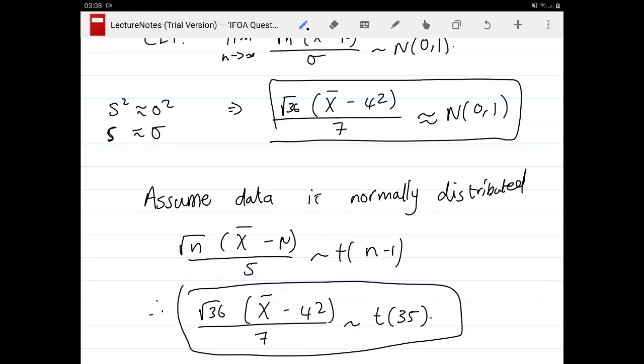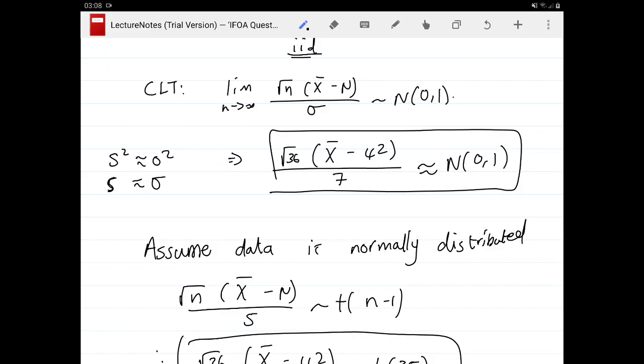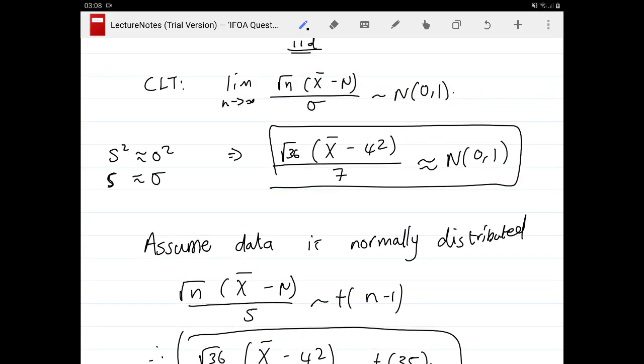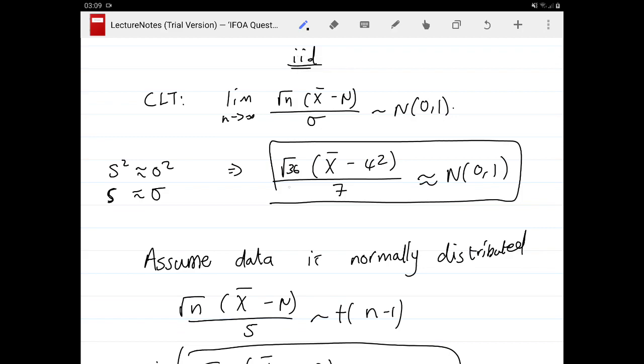Either a t distribution if you're assuming that your data is normally distributed, or a normal distribution if you're just using the central limit theorem. The reason you can use a normal distribution in the central limit case is that we're taking the standardized form of our sample mean, and the central limit theorem says that as n gets larger and larger, that standardized sample mean will look normal. So our approximation comes in where we say n is large enough for the standardized sample mean to look approximately normal, when we're also approximating our sigma with our s.